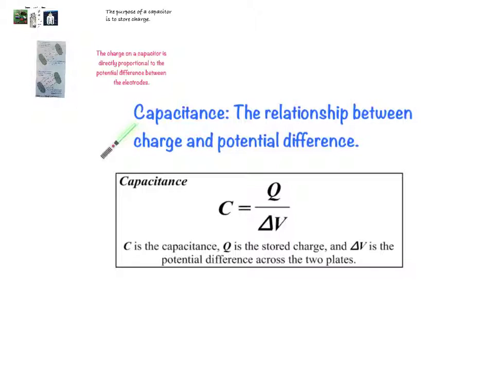We call the relationship between charge and potential difference capacitance. We can write this relationship as capacitance equals the charge divided by the potential difference across the two plates. Capacitance depends on the shape, size, and spacing of the two electrodes. A capacitor with a large capacitance holds more charge for a given potential difference than one with a small capacitance. The unit for capacitance is the farad, whose symbol is F.